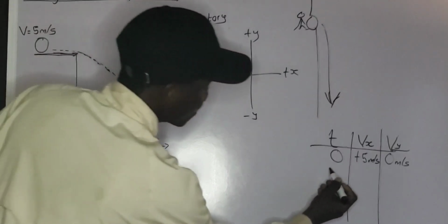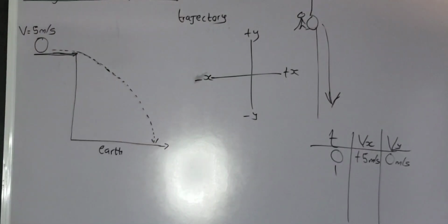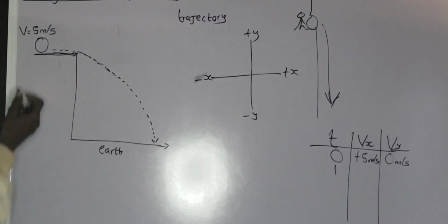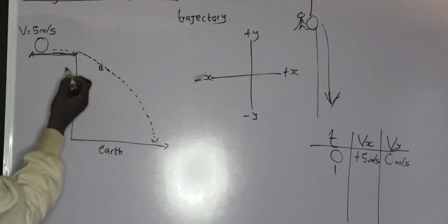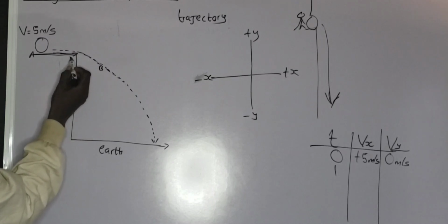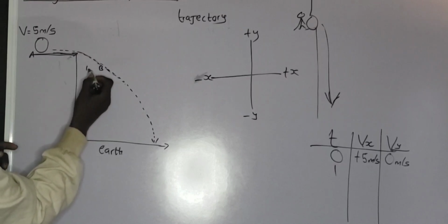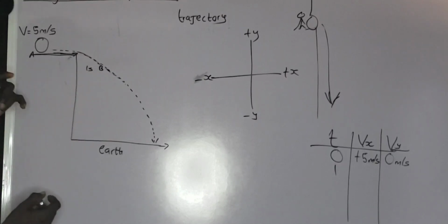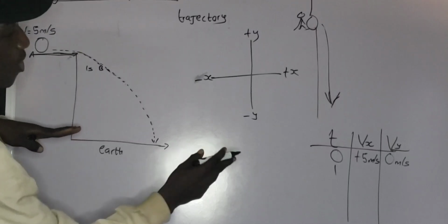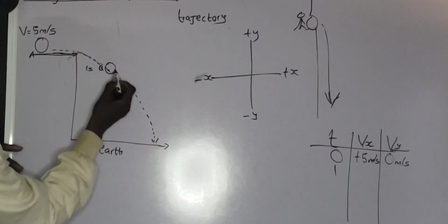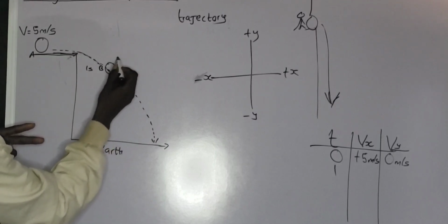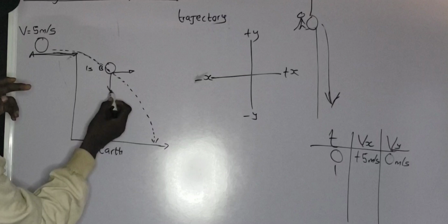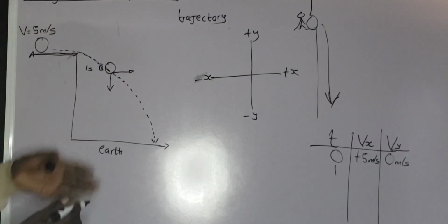Now, at 1 second, what is the velocity of the ball along the horizontal axis? Let me call this point A. Let me call this maybe point B. Let me call this 1 second. Okay, at 0 seconds, 1 second. Let me call point B 1 second. Okay. So now, what is the velocity of the ball when the ball got here? What is the velocity of the ball along the horizontal axis? And what is the velocity of the ball along the vertical axis?